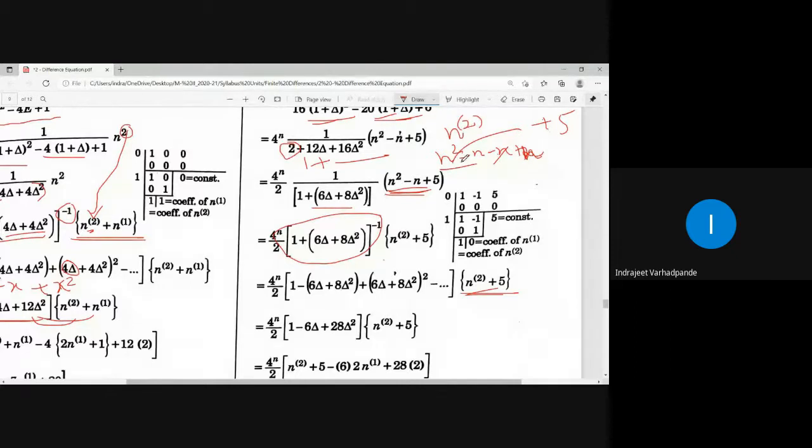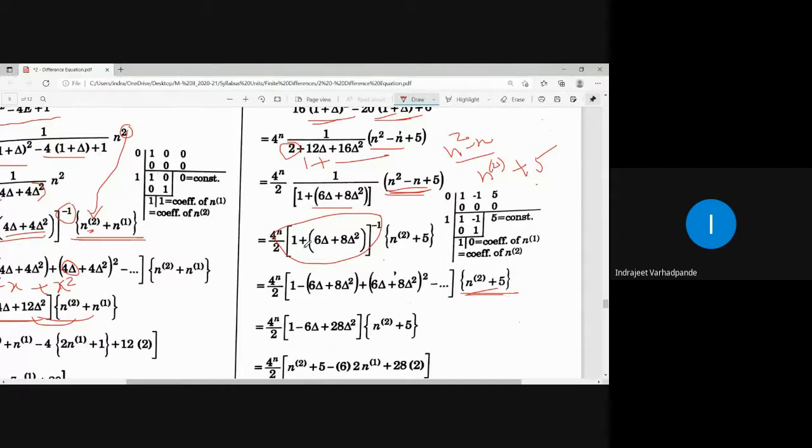Simple है. n square minus n is nothing but n into n minus 1. n into n minus 1 is itself n to the power 2 factorial. So accordingly, it is not a tedious task. n square minus n is itself standing for n to the power 2 factorial, and plus 5 will remain as it is. So this is how we convert.